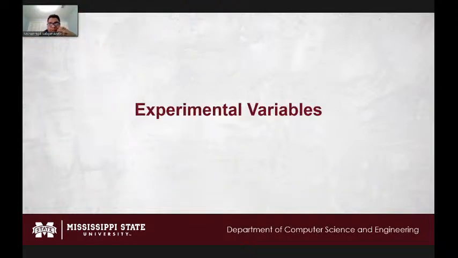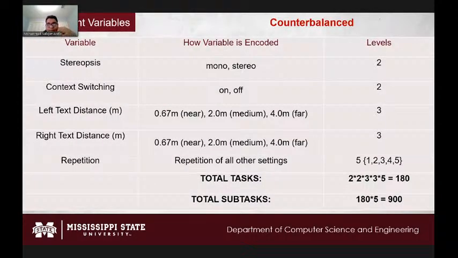So now I'll talk about the experimental variables. That means which variables we have manipulated, that is our independent variables, and which variables we measured, that is our dependent variables. So these are our independent variables, and you can see that we have considered 5 independent variables.